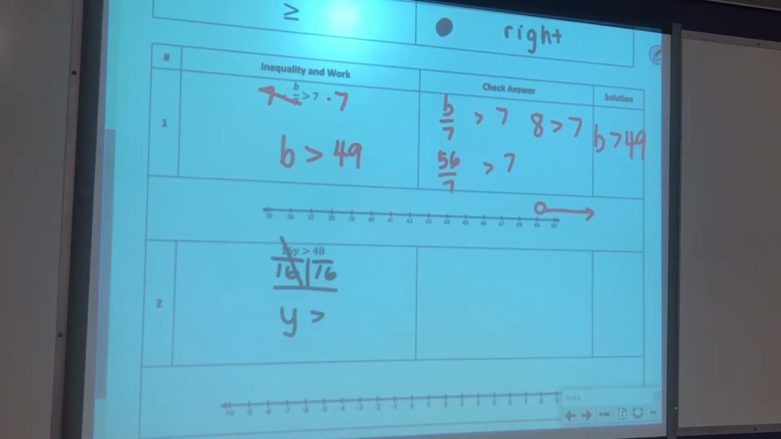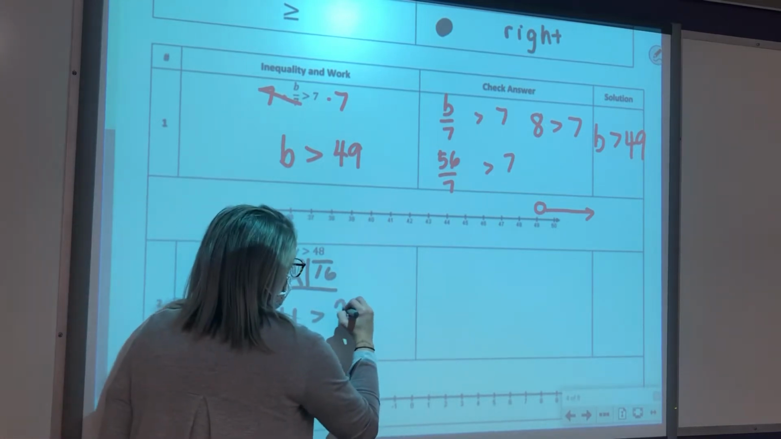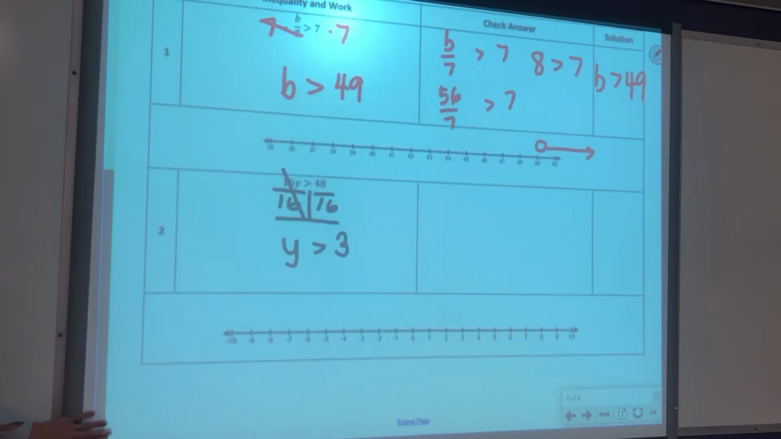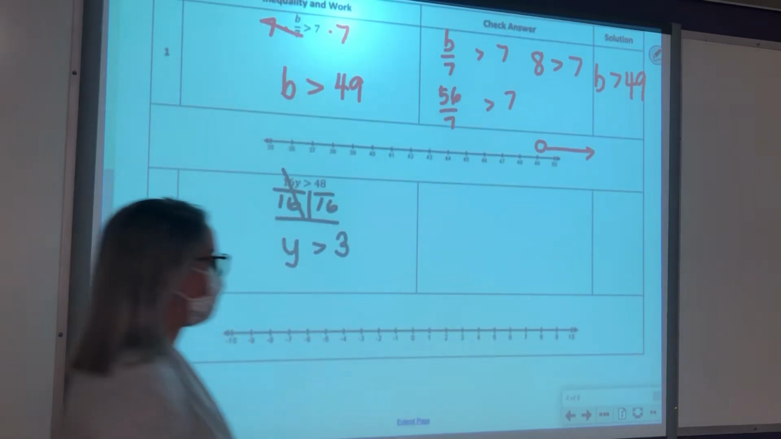All right, what's 48 divided by 16? 3. So y is greater than 3. Open circle, closed circle? Open. Which way? To the right. At 3.